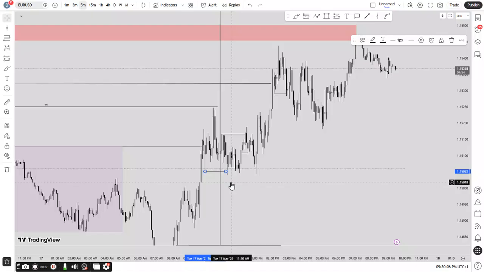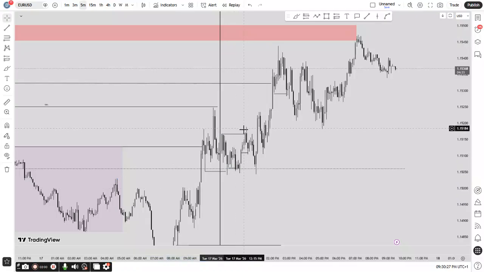I think I sent it to my friends. But yeah, that was exactly what I was looking for. So the plan was either it takes out this liquidity right here or it comes back to mitigate one of these guys, like so. So that was my thought process. That was what I wanted to do. That was exactly what my plan was.